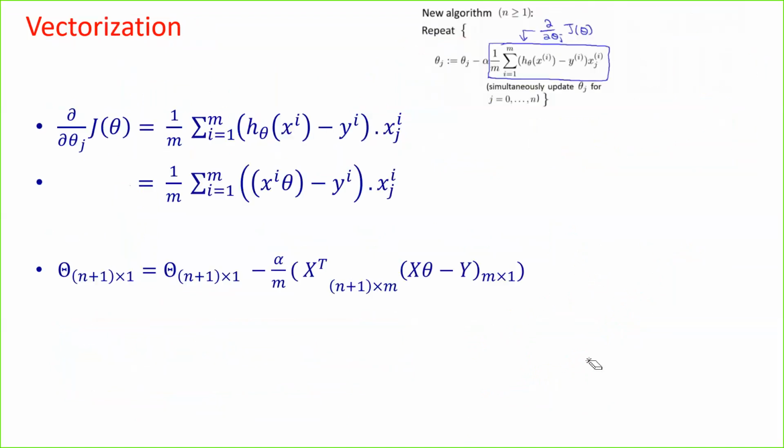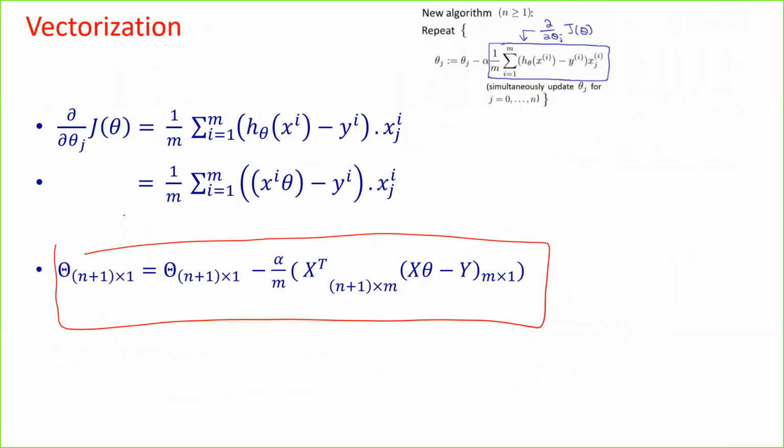And similarly, updation rules also you can vectorize. You can update the whole theta at a time instead of writing a loop like this. This is the vectorized updation rule. Okay, you can work it out and you will see that you will get the same thing when you expand this. Okay, so this is about the vectorization.